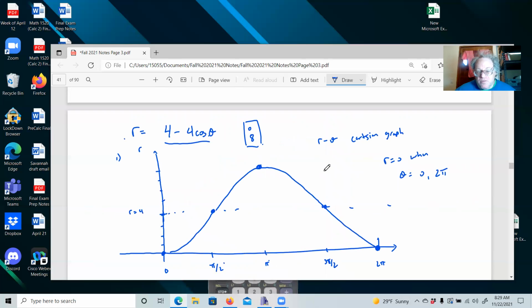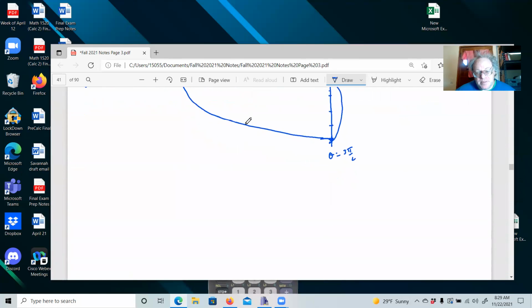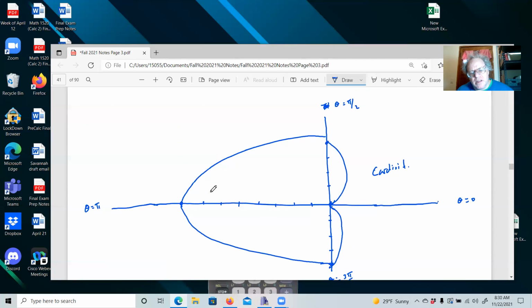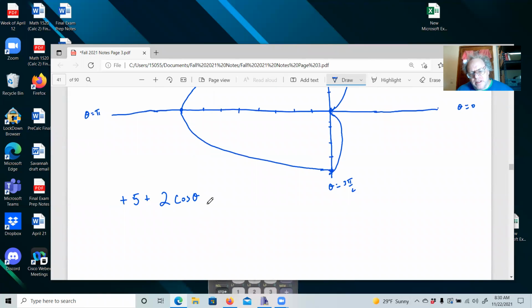So that's one. That's 4 minus 4 cosine theta. Okay, how about we do a 5? We do a -5. No, that's going to be... I try not to do that too much, but okay, we'll just do a +5, but we'll do a +2. Again, we'll use cosine again. We'll use sine on the next one. So we've got 5 plus 2 cosine theta.